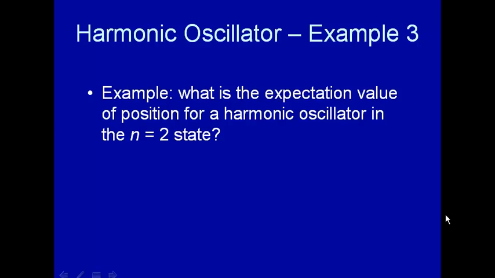Here's a final example using the quantum mechanical harmonic oscillator. What is the expectation value of position for the harmonic oscillator in the n equal 2 state? All right, so we want the expectation value for position. It will be equal to integrating over all space, minus infinity to infinity. And again, let's say n equal 2, so we'll just put a 2 down here.